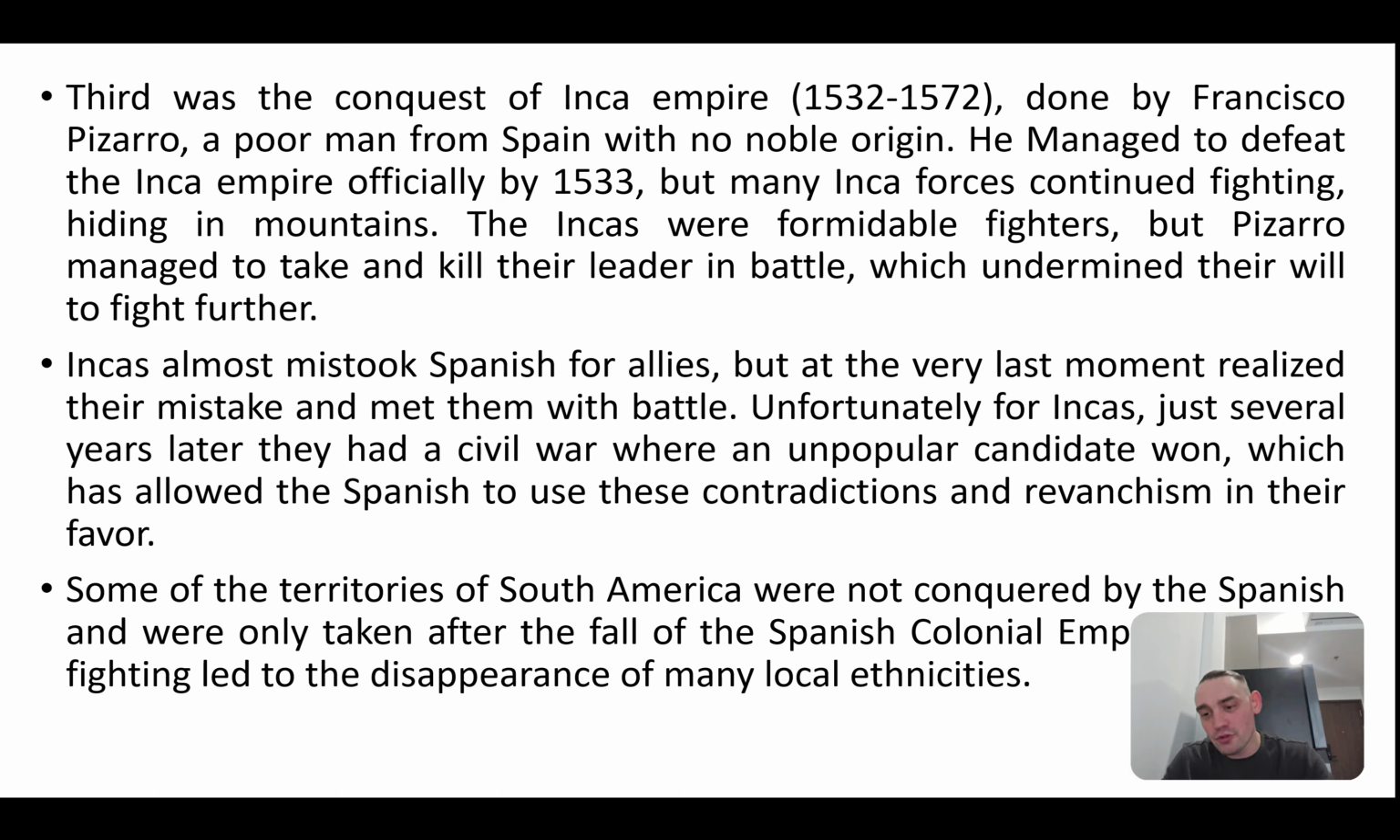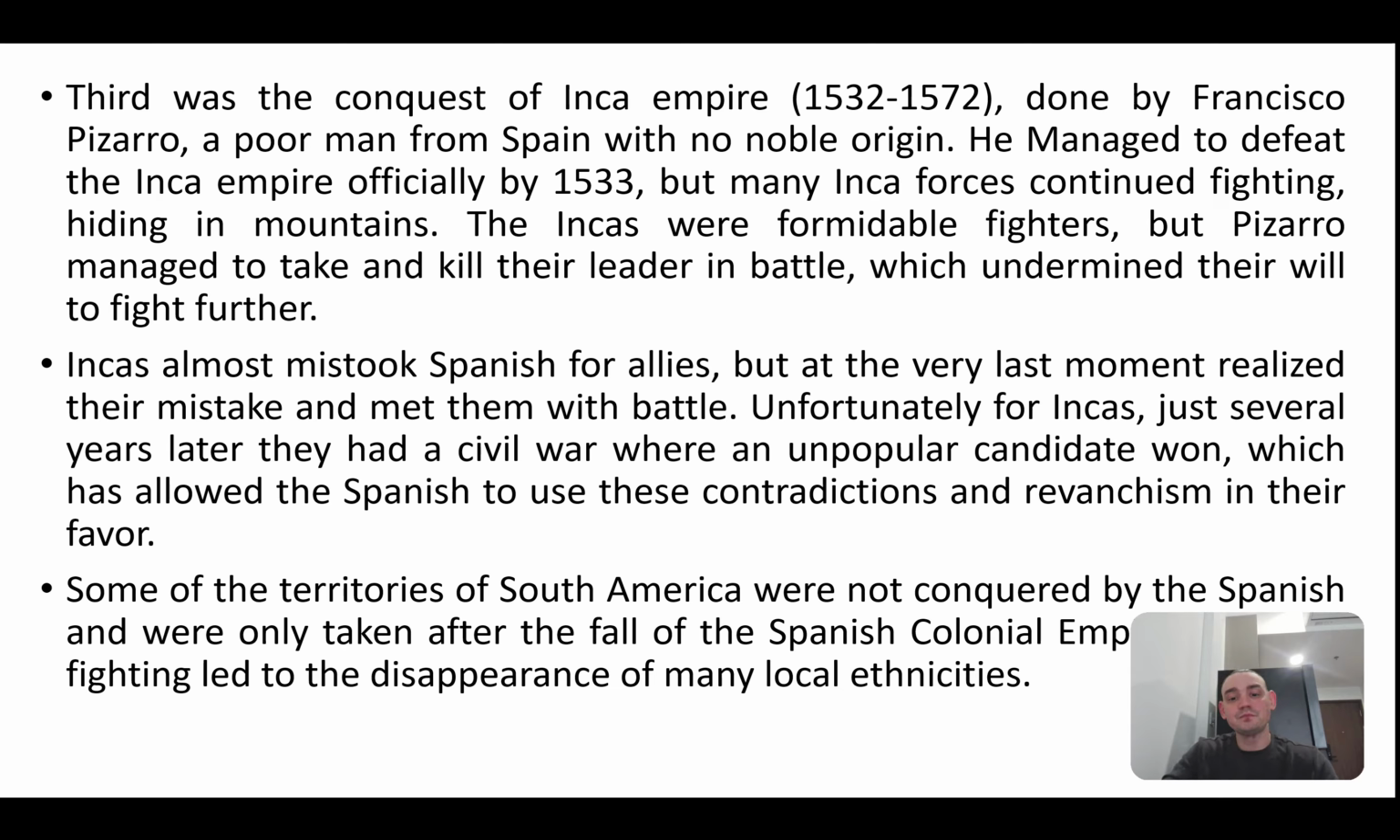And unfortunately, just before that, several years ago, they had a civil war where an unpopular candidate won. It was a war between two brothers, and an unpopular candidate won. So everybody was already hating him very much. So nobody really pursued continuing to fight as a whole empire. Everybody was just very satisfied with the idea of having their own independence and their own little kingdom, and they just never cooperated with one another. So Spain literally divided and conquered one by one.